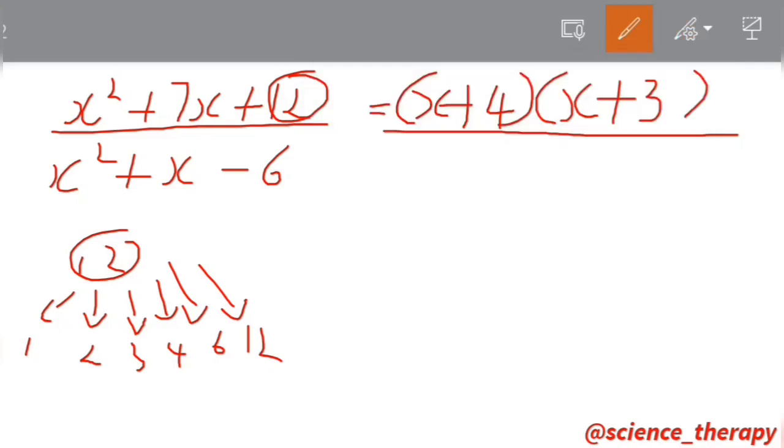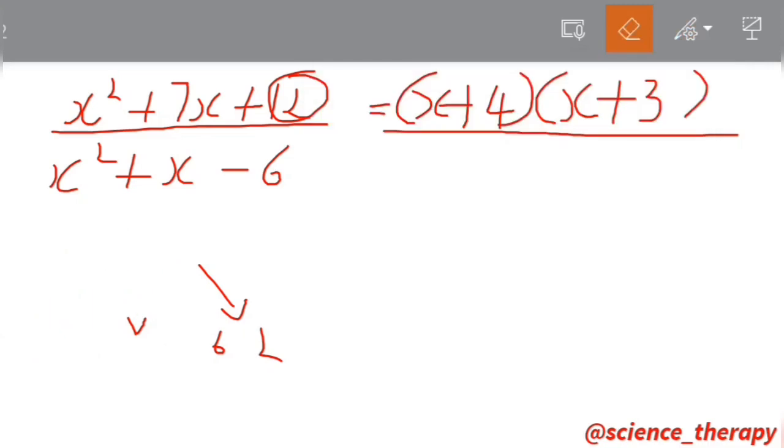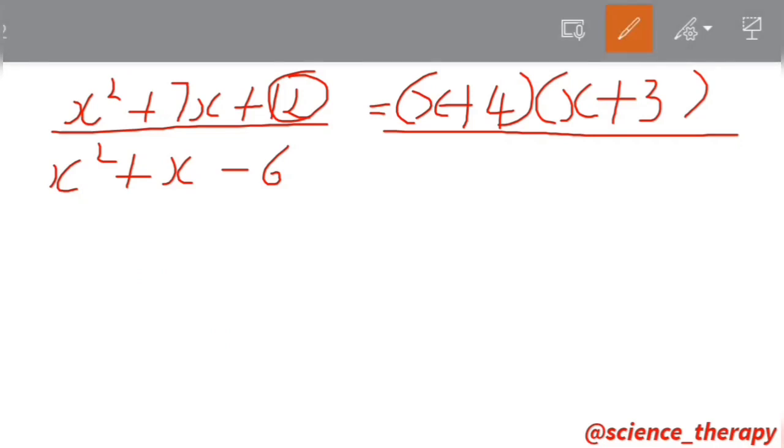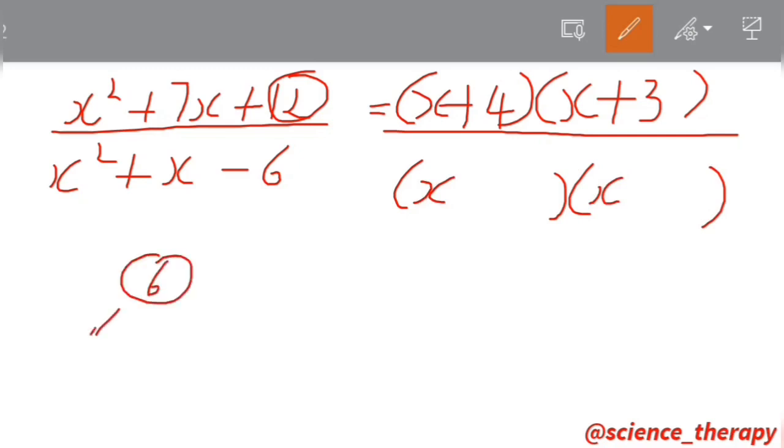Now let's look at the denominator. What is happening with the denominator? This is also a trinomial. So we open two sets of brackets. We have x here, x there. At this time, we are looking for the factors of 6. Factors of 6 are 1, 2, 3, and 6.